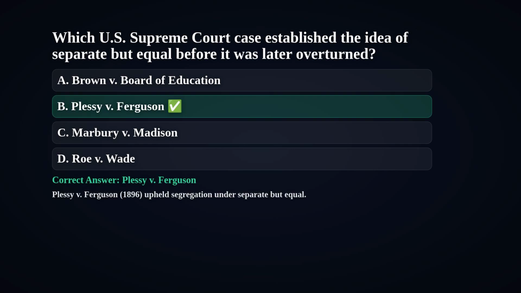The correct answer is B. Plessy versus Ferguson. That 1896 case upheld segregation under the separate but equal doctrine, which Brown versus Board later rejected in the context of public schools.